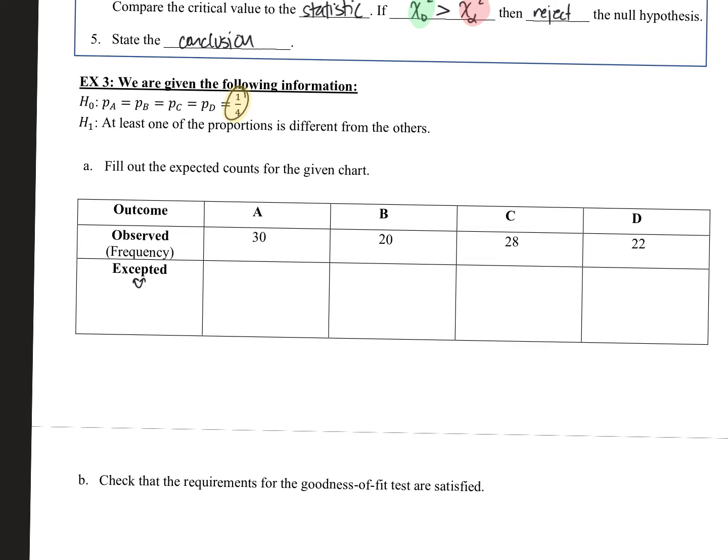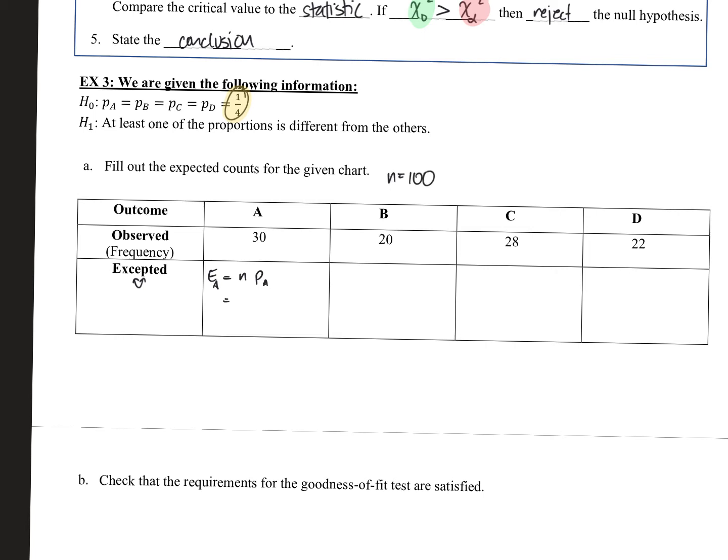So I'm going to go ahead and call these, well, actually, since they're already called A, B, C, D, we'll call these E_A. That is going to be n times p. Well, what is n? We have to find n. N is going to be all of our values added up. So that'll be 30 plus 20 plus 28 plus 22, which equals 100.